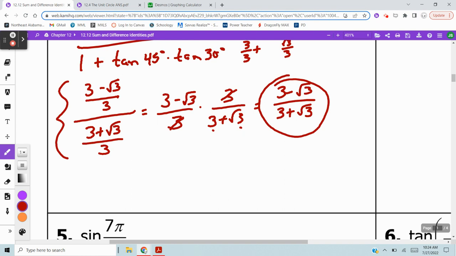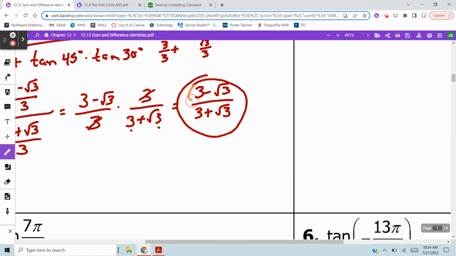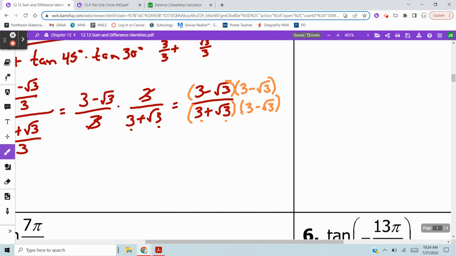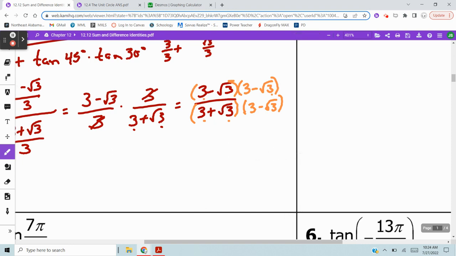So let's go one step and just remind you how to rationalize fractions. If you have a radical on bottom, we can actually multiply top and bottom. If you don't remember, if it's a binomial, we're going to multiply top and bottom by the conjugate. So we're going to multiply top and bottom by 3 minus root 3. And oddly enough, the top is already 3 minus root 3, but we're going to go ahead and do that. And to do it, we actually have to FOIL. We're going to do 3 times both of these. Then we're going to do root 3 times both of these.